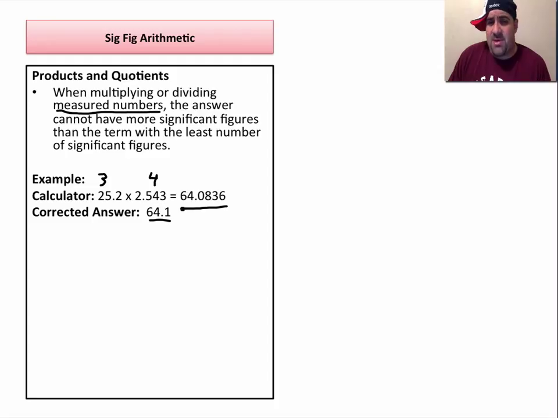So the rule with multiplication and division is the term with the least number. Doesn't matter how many decimals it has or what's going on there. It's just the total number of sig figs. The term with the least number determines how many significant digits are in your final answer.